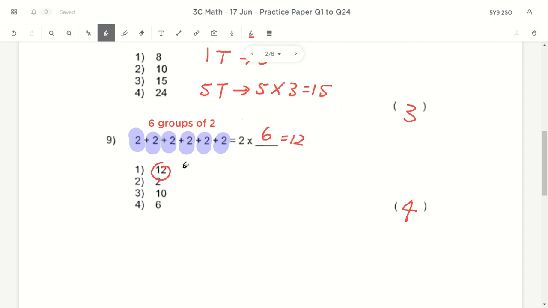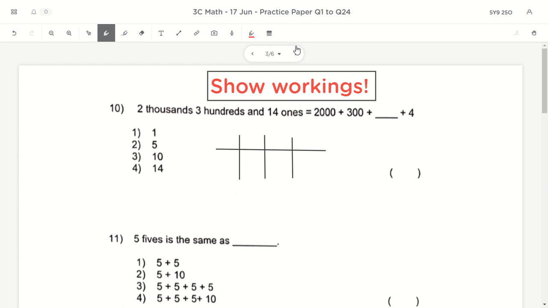Okay, so don't go for the first answer. Understand what the question wants. The question doesn't want to ask you the answer. The question wants to ask you 2 times what give you this amount. So 2 times 6 give you 12. So answer is 4. Okay, let's go on.